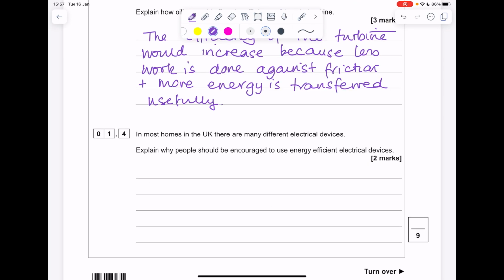In most homes in the UK, there are many different electrical devices. Explain why people should be encouraged to use energy-efficient electrical devices. If devices are more energy efficient, it means that they waste less energy, which would therefore reduce the overall energy demand.